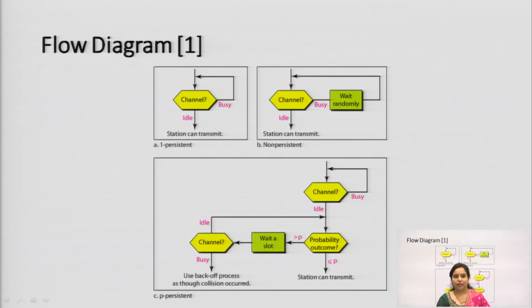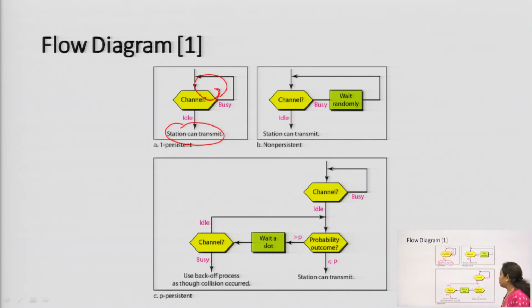Now, this is the flow diagram showing the different types of persistent methods and how these methods work. This is a station that can transmit the data. If the channel is idle, it will sense it, and then the station will transmit. If it is busy, it will keep checking continuously, so this loop is continuous in nature. It will not wait; it will sense continuously until the channel is free.